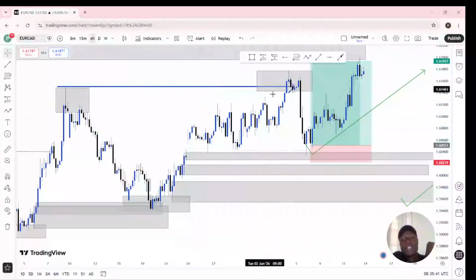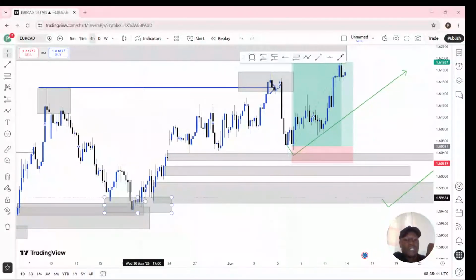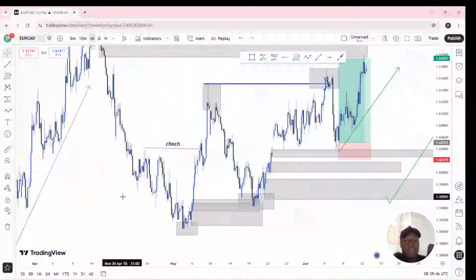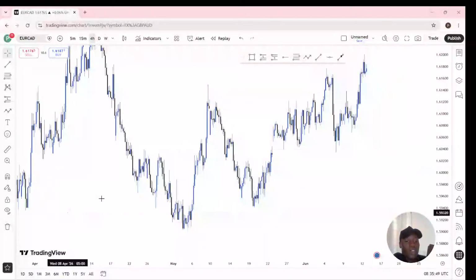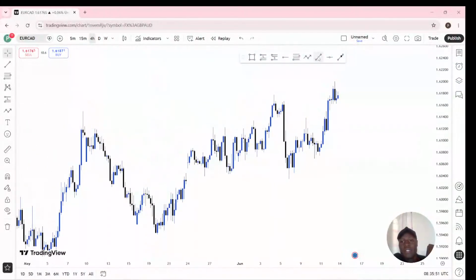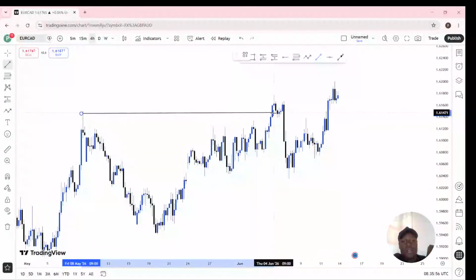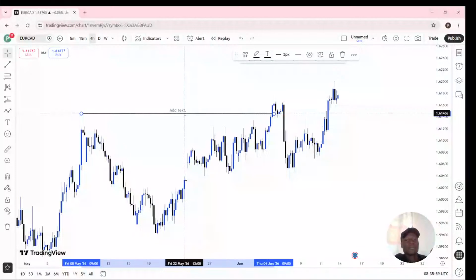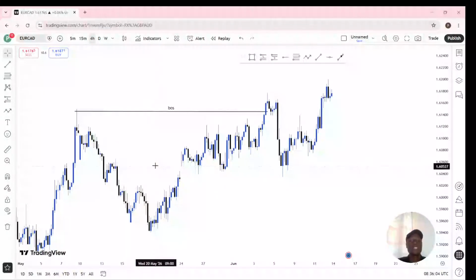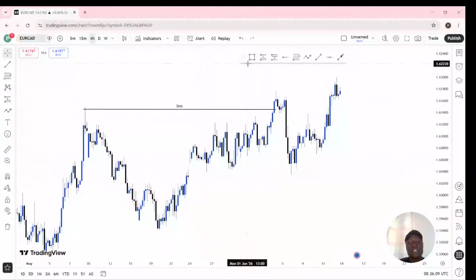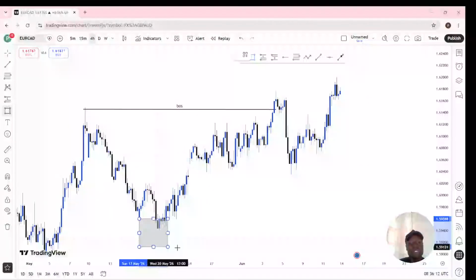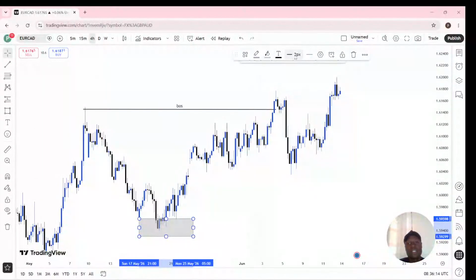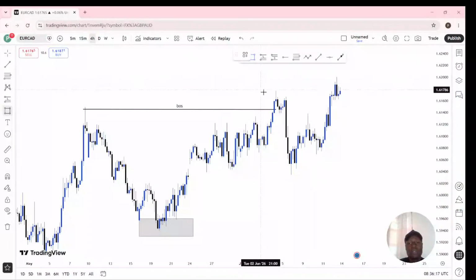We found the market breaking this structure, so we are targeting. Let me clear this chart so that I can show you how I printed everything. Now this is a break of market structure that I'm talking about. After breaking that market structure, it was too evident that price was supposed to return back to our discounted zones.